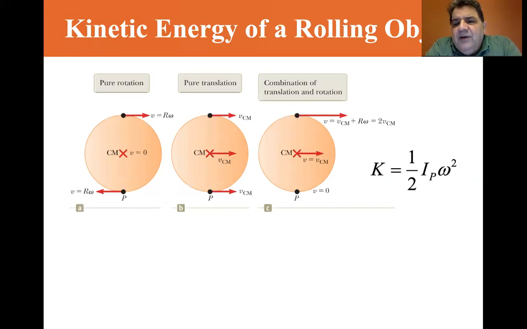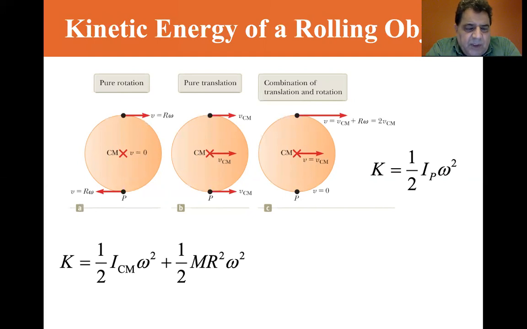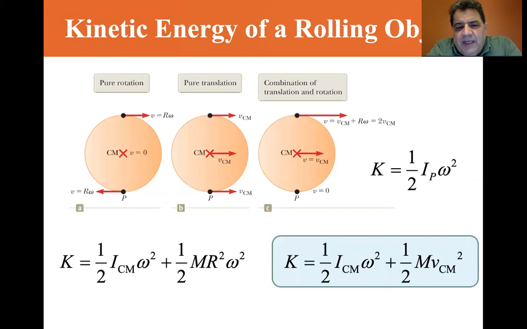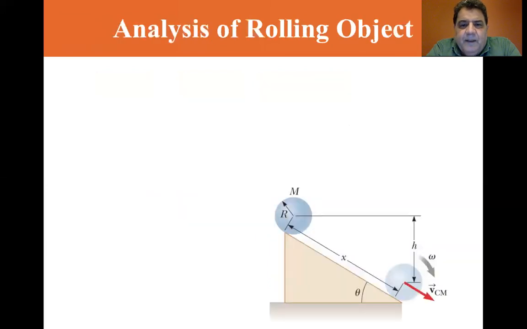Okay, and the kinetic energy is 1/2 Iω², and the kinetic energy is a combination of both the rotational 1/2 I_cm ω² plus 1/2 m r² ω², because rω is the velocity, so 1/2 mv² is 1/2 m r² ω², and there is your K equals 1/2 Iω² plus 1/2 mv².